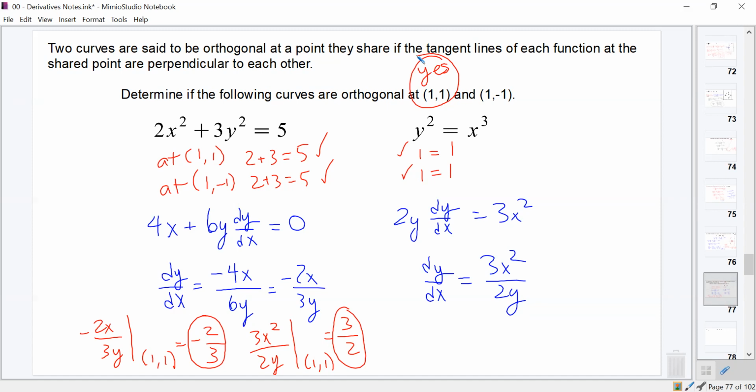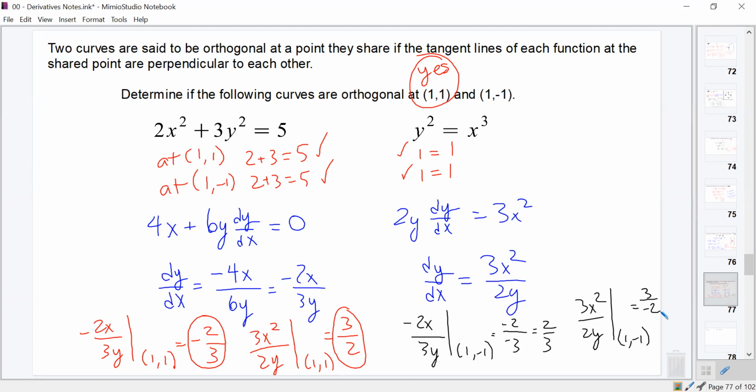And if we do this at the point (1, -1), we have negative 2x over 3y at (1, -1). Well, if x is 1, that's negative 2. And if y is -1, that's -3, or just 2/3. And if we evaluate 3x squared over 2y at (1, -1), we end up with 3 over -2. And those are also opposite reciprocals. And therefore, yes, the curves are orthogonal to each other at each of those points.